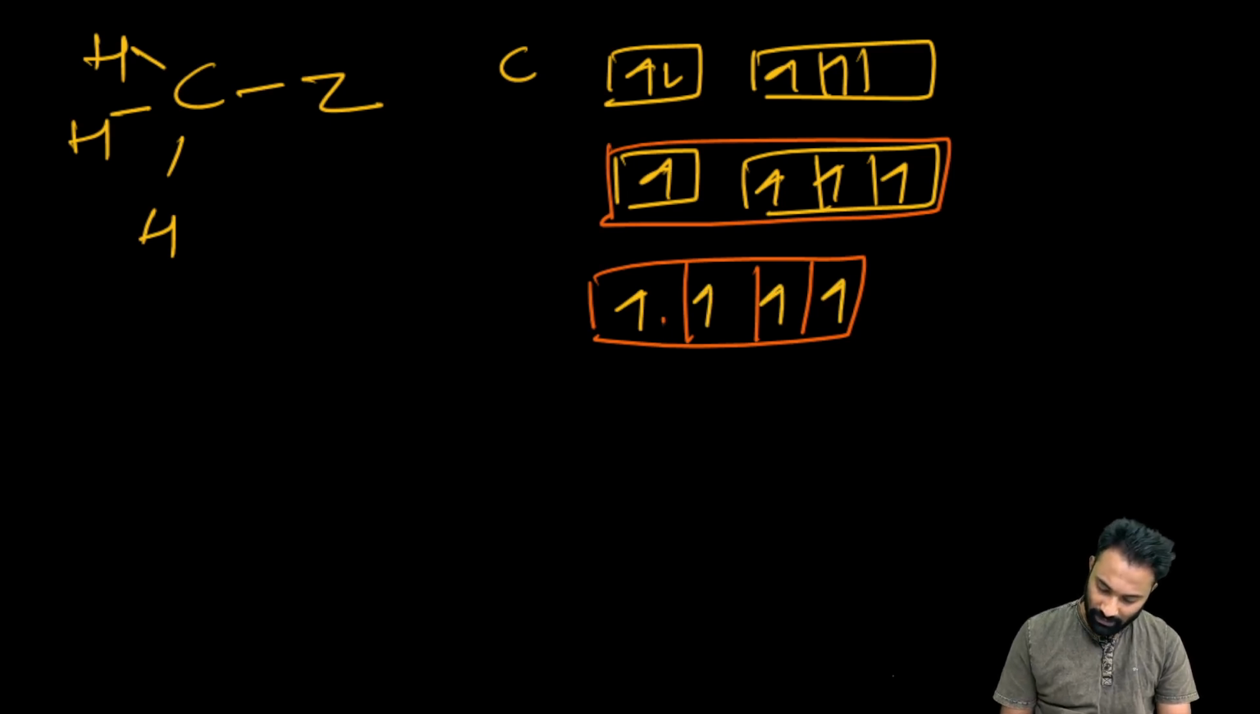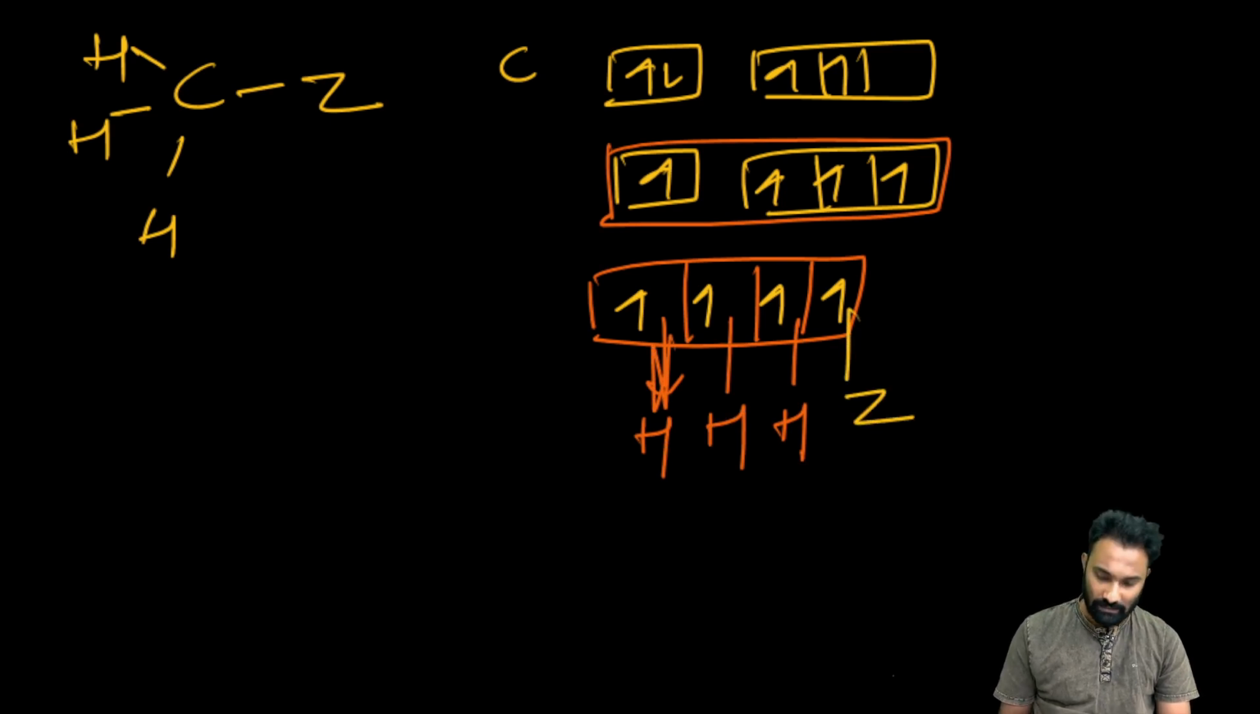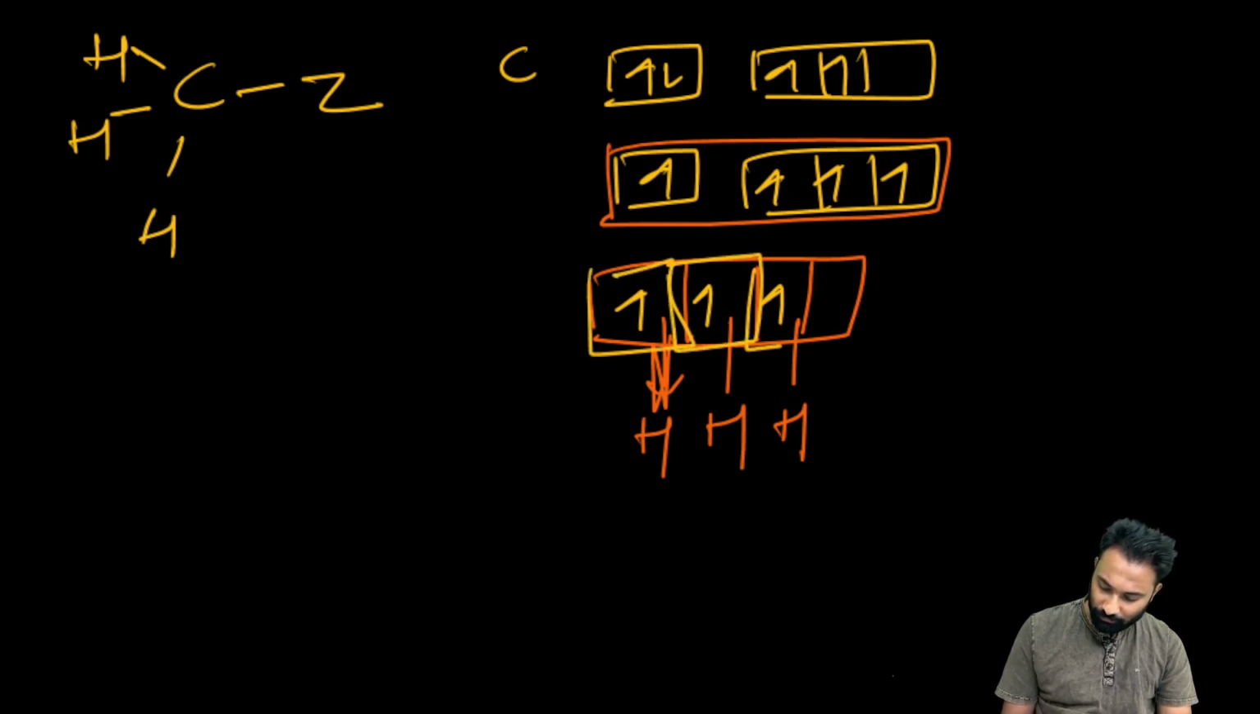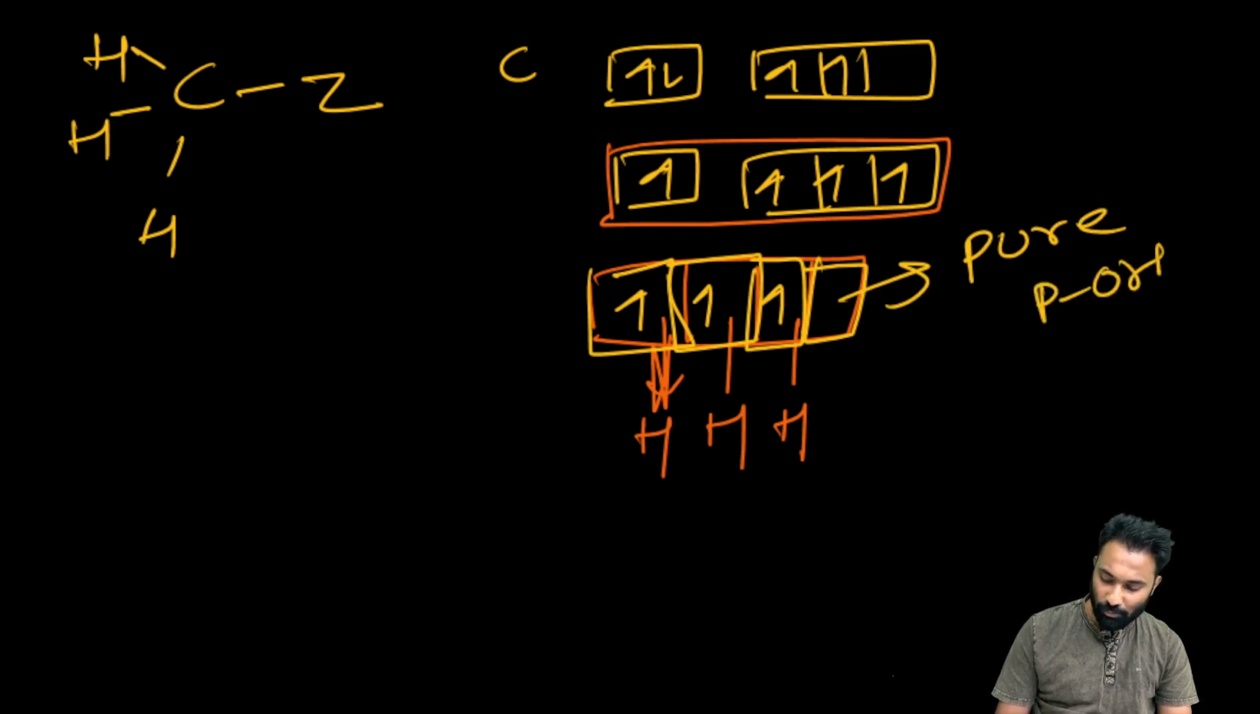Now you see, one hybridized orbital forms a bond with hydrogen, another with hydrogen, another with hydrogen, and another with Z. Z is more electronegative, so it will take this bond pair of electrons towards itself. Which bond pair has Z taken? The carbon's bond pair. Before, we had 4 hybridized orbitals; now we have only 3 hybridized orbitals. One orbital is empty. This we call a pure p orbital.